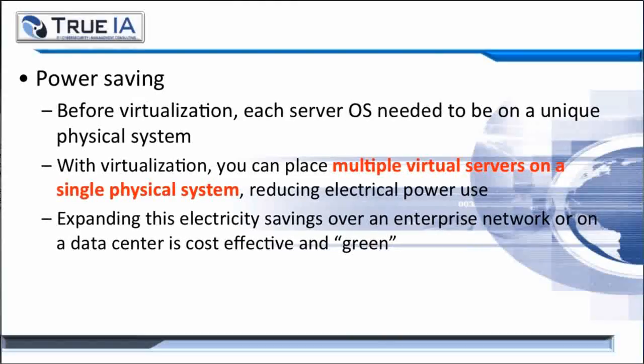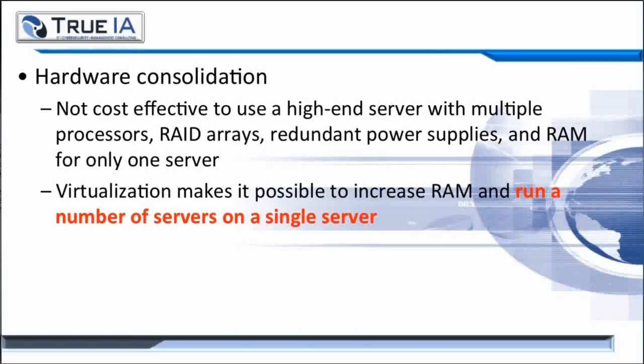So, power saving. Before virtualization, each server OS needed to be on a unique physical system. Now, after virtualization, you can place multiple virtual servers on a single physical system, reducing your overall power consumption, and that's a good thing. It allows us to consolidate our hardware requirements, a smaller IT footprint, you'll hear it called. Virtualization makes it possible to increase the RAM of our individual servers and run on a single server.